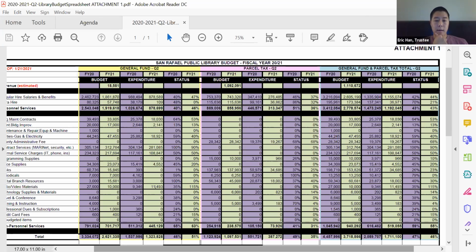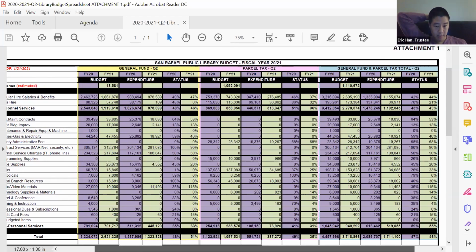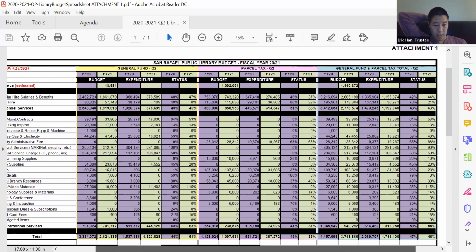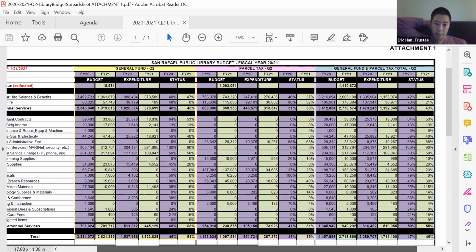Okay. I was just curious because, without seeing how that projects to the end of the year, just looking at the big line items and a lot of the other areas, a lot of the funds haven't been spent. Just curious to see how it's projecting out.